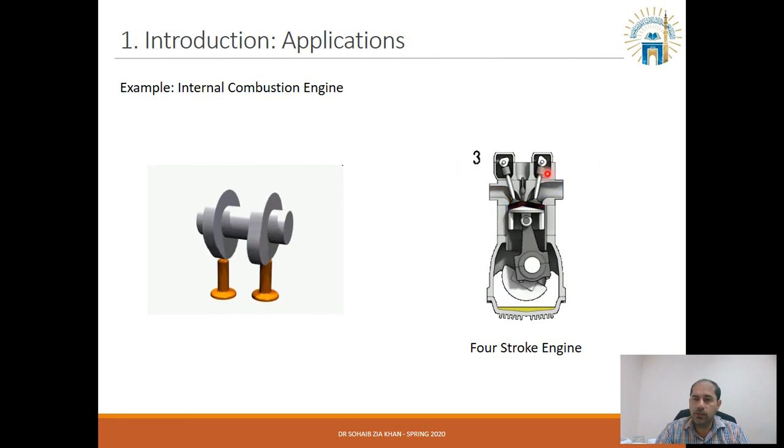And only the cam can perform very precisely when to open the valve and when not to open the valve and keep it closed.